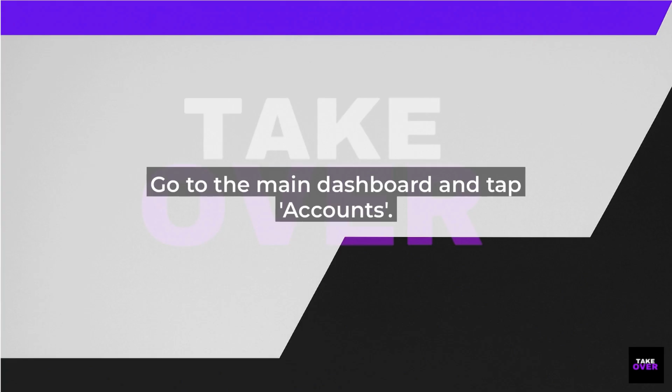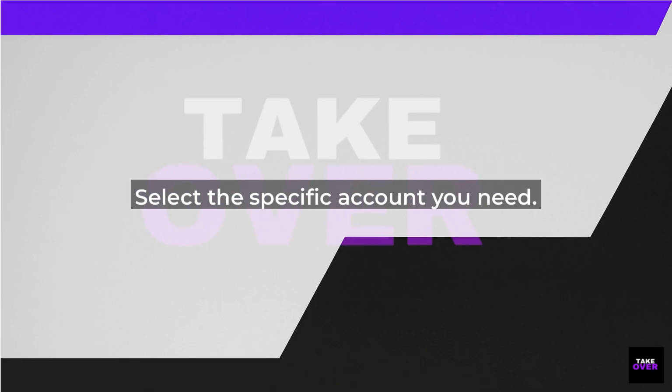Now, on the main dashboard, you'll see an overview of your accounts. Tap on the Accounts tab at the bottom of the screen. This will take you to a list of all your linked accounts, such as checking, savings, or credit cards.